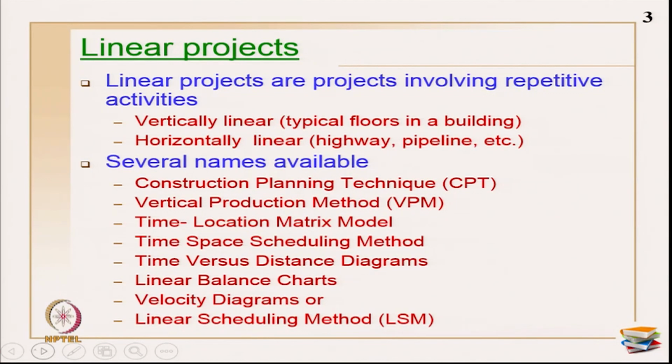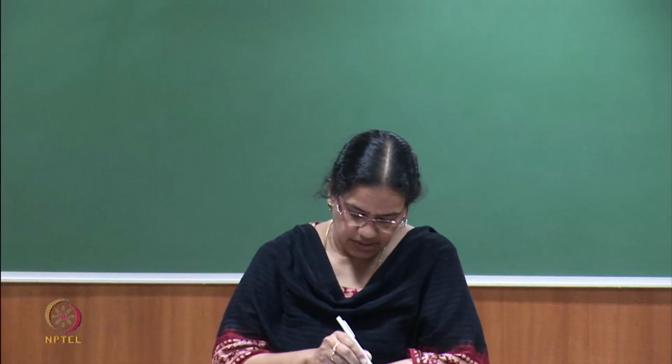Several names are available for these methods, and nobody knows the history or the origin of all of them. There are n number of methods available, and people use most of them fairly randomly. I have listed a few of them, and the list is not complete: construction planning technique, vertical production method, time location matrix models, time space scheduling method, location space matrix, time versus distance diagrams, linear balance charts, velocity diagrams, linear scheduling method and so on. So there are so many names for these types of repetitive projects.